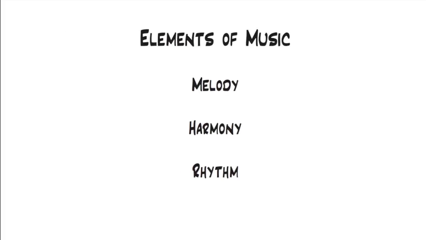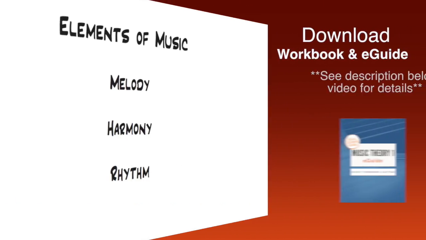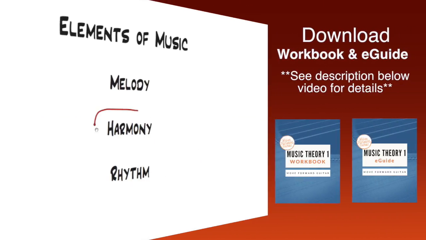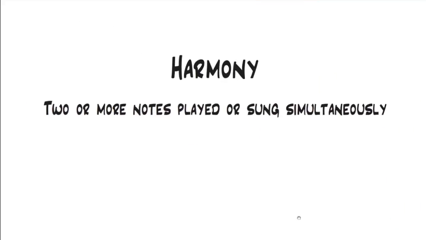Welcome to Music Theory 1, Lesson 5. In this lesson, I'm going to talk about harmony. So in the last lesson, I broke down music into three main elements and told you that was melody, harmony, and rhythm. In the last lesson, we looked at melody. In this lesson, we're going to look at harmony. And in the last lesson, I told you that melody is just single notes played or sung in an arrangement of different pitches. Harmony is two or more notes played or sung simultaneously.